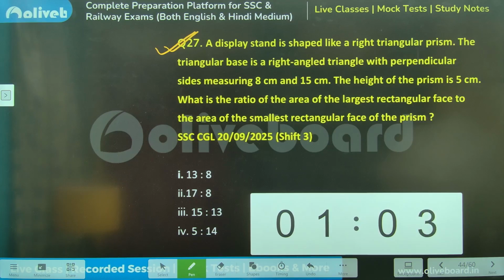Just draw the diagram. You can either draw the diagram or visualize. If you can visualize, nothing is better than that. Last 30 seconds.